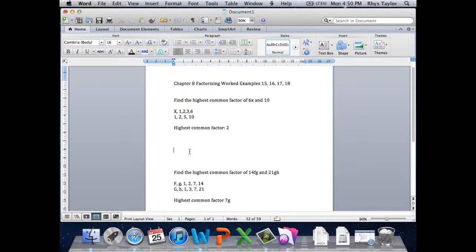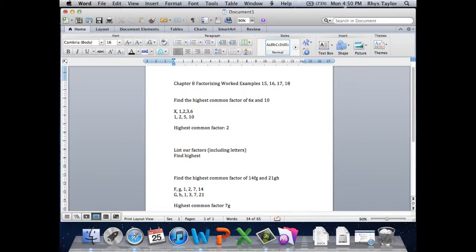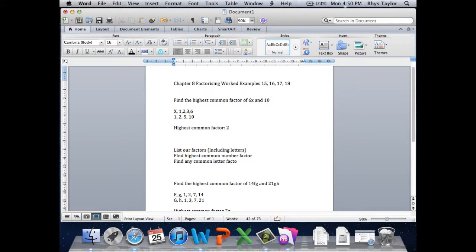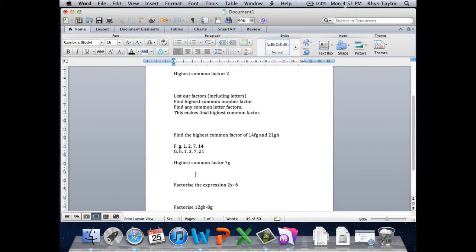Yeah, go through that again. So we list our factors, including letters. Find the highest common number factor. And find any common letter factors. Alright, those are the steps. Make sure you know these steps as we go down.